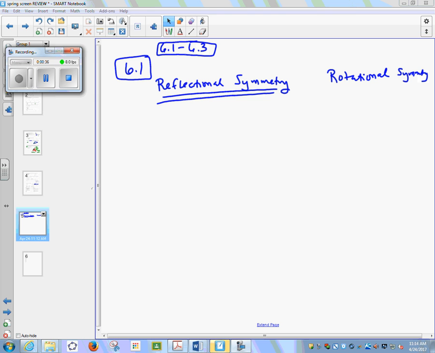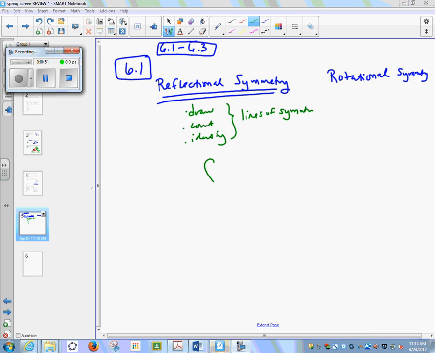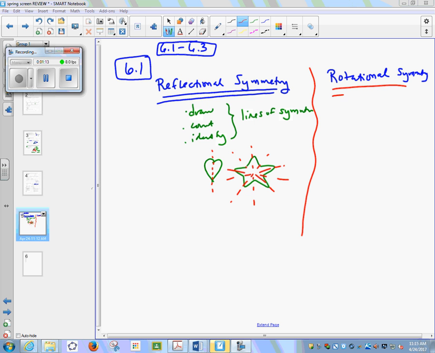With reflectional symmetry, you just have to know how to draw or count or identify lines of symmetry. So, for example, a heart has one line of symmetry. A star has 5 lines of symmetry. Okay? With rotational symmetry, there is a bit more to it.